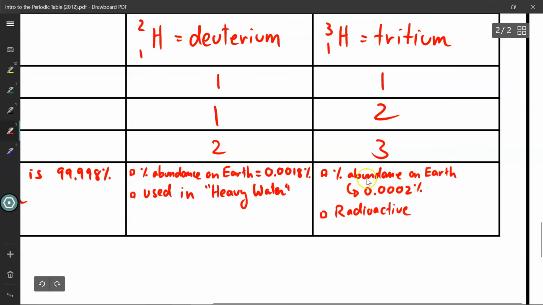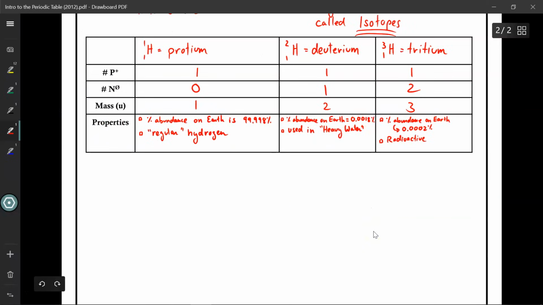Meanwhile, tritium's percent abundance on Earth is 0.0002%, so it's the rarest of the naturally occurring hydrogen isotopes. Well, at least on Earth. It is also radioactive. So, as you can see, by changing the mass values, you don't change the element identity, but you do change its properties, and thus we call them isotopes, elements that are different only by their mass values.